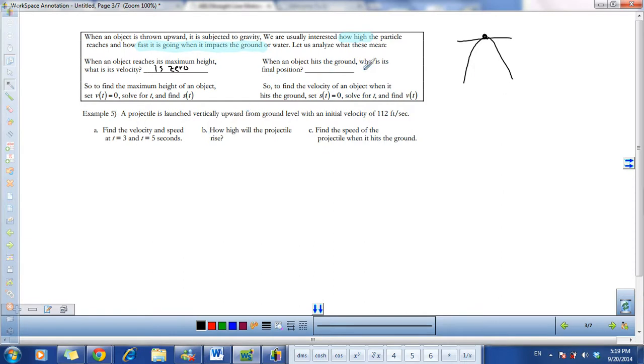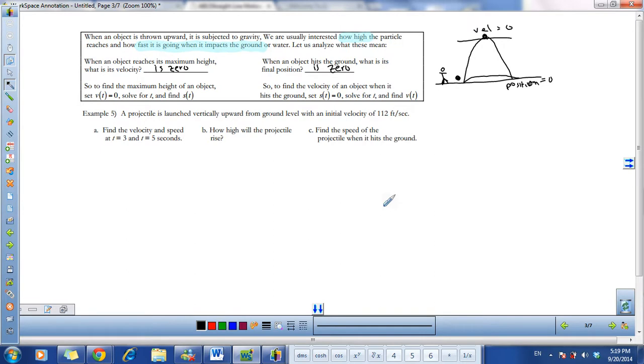And then when an object hits the ground, what is its final position? The final position is also 0. Okay, so if I throw an object, or if I were to kick a ball, kick the ball, goes up to its maximum height, and then comes back down and returns to 0. The position is 0 here. Position equals 0. My velocity equals 0 up there. I would never be able to kick a ball that high. It'll probably be more like, no, that's still too high. It'll probably be like this.